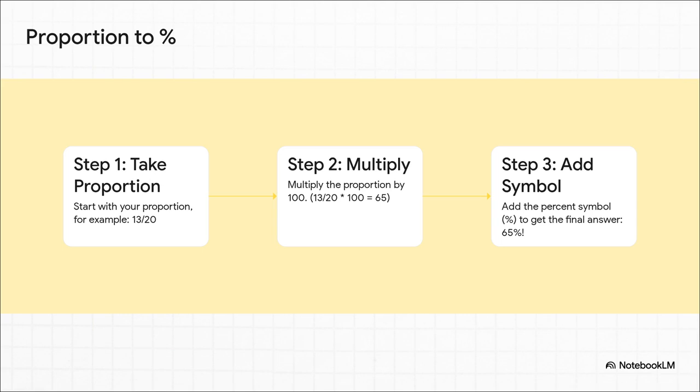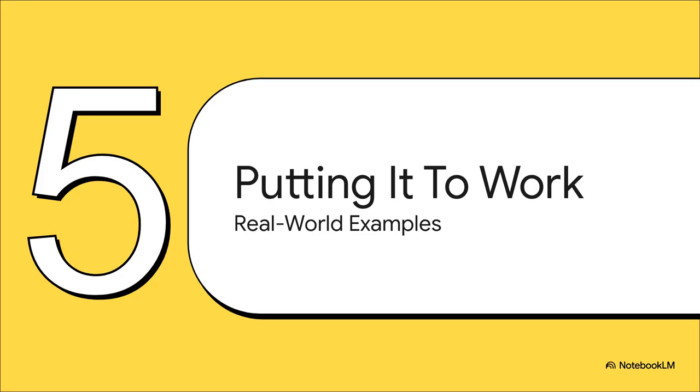All you do is take your proportion, in this case, 13 divided by 20, and you multiply it by 100. That's it. You get 65. Just add the percent sign, and you've got your percentage. All right, enough with the theory. We've got our toolkit now: ratio, proportion, and percentage. Let's put them to work and see how they help us figure out some real-world situations.